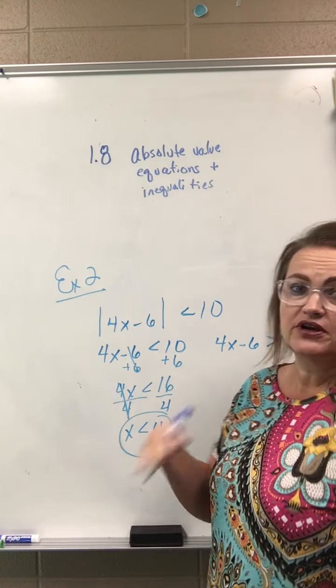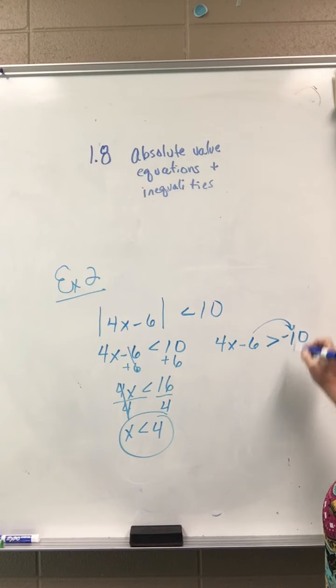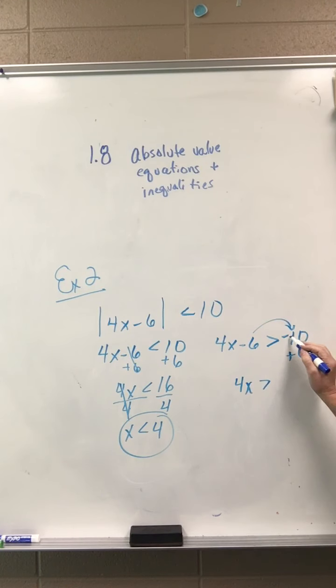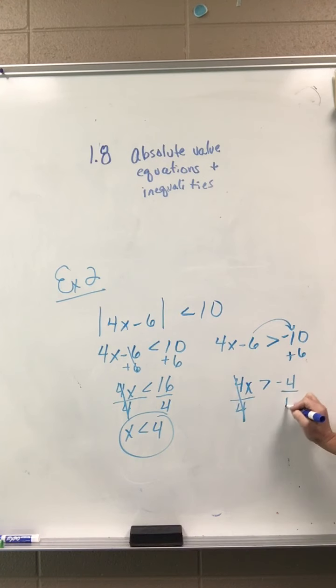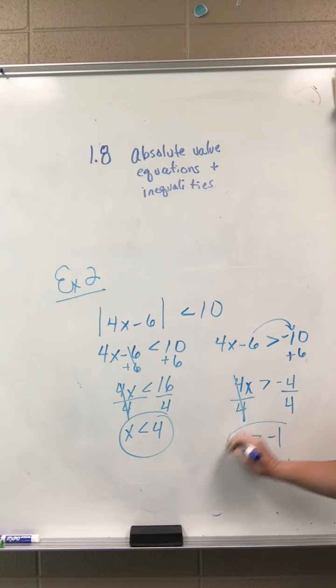That's still going on here. That's an always true rule. So I just haven't had any negative signs on my variables to give me that situation yet. But negative 10 and 6 is negative 4. There's a negative over here, but I'm dividing by a positive 4. So that does not flip the inequality. So x is greater than negative 1.